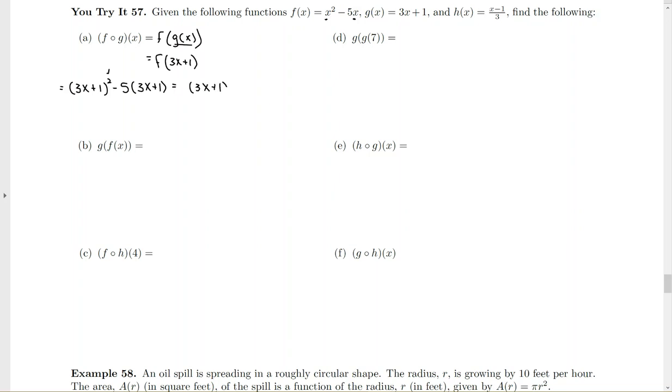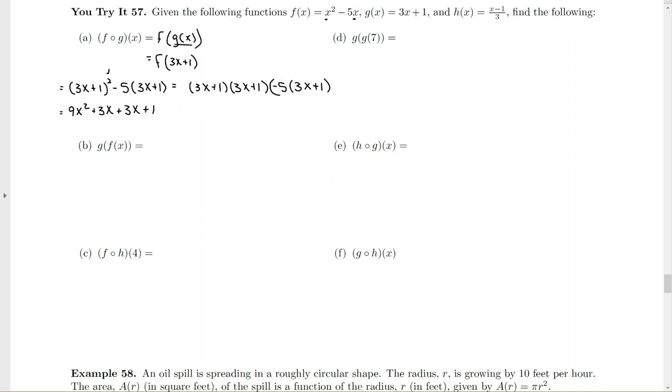(3x plus 1) times (3x plus 1). And then don't forget we still have the minus 5 times (3x plus 1). Right, so I'm going to FOIL this out. So first, 3x times 3x is 9x squared. 3x times 1. 1 times 3x. And then 1 times 1.